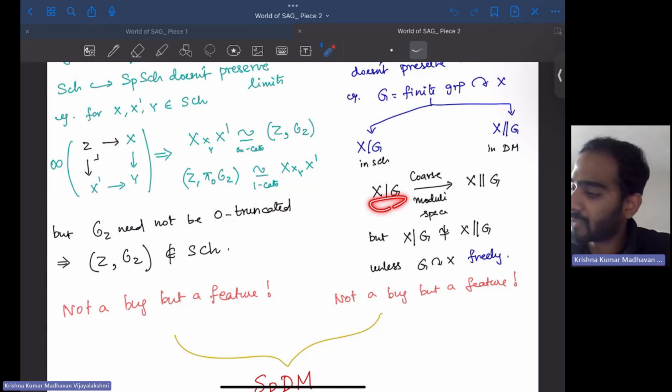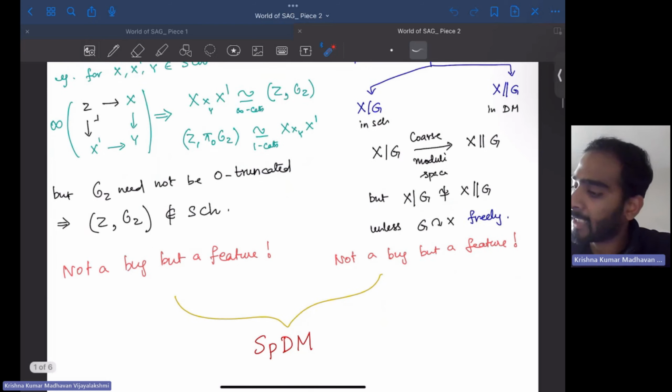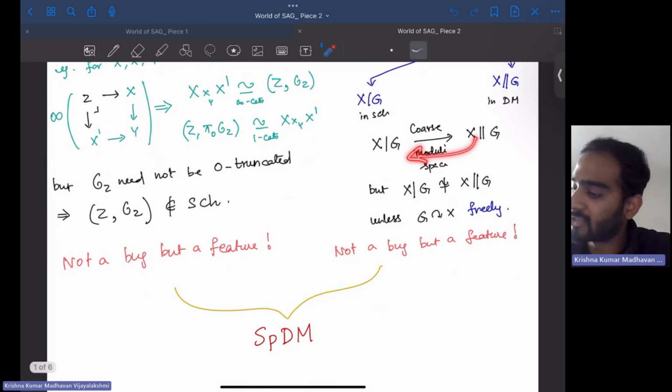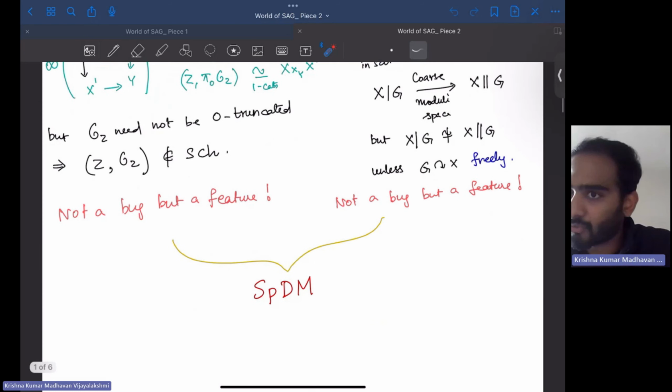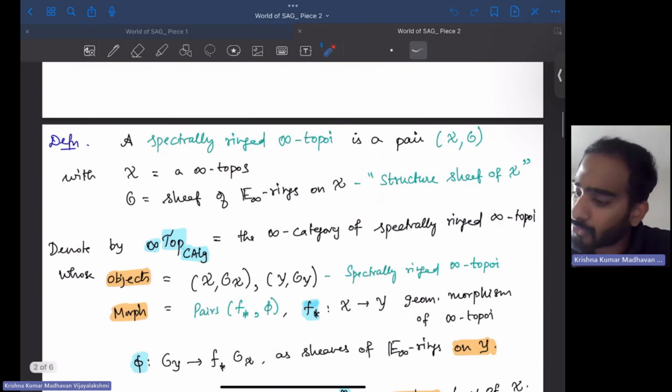In particular, we can obtain this by taking the coarse moduli space of this space here, but then you can't get this space back if you just know the space. So there's a mismatch of data. This happens if and only if the action is free. So it's not a very prevalent notion. Again, it's not a bug, but it's also a feature that helps us to know more about the object.